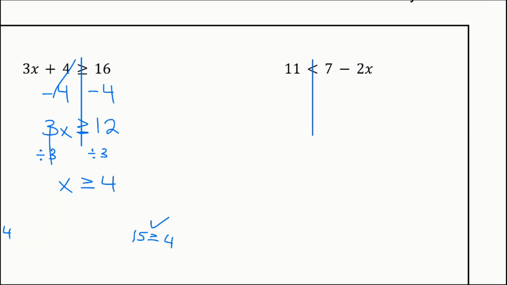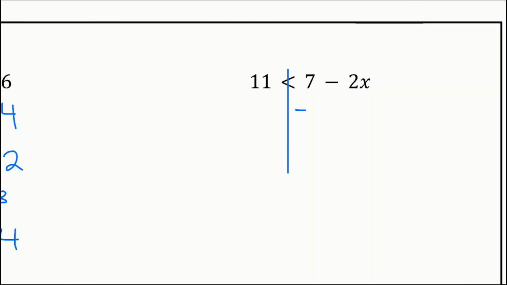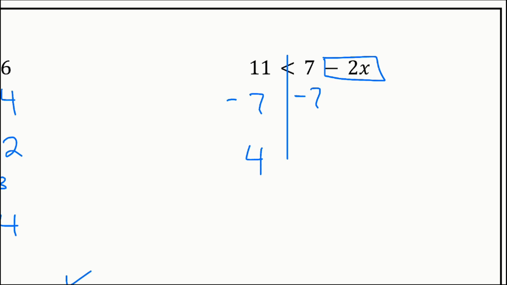First thing that we have to do on this is get our constants to one side. So I'm going to subtract 7. Now, this is a negative 2x. That's why I subtracted 7 instead of adding 7. That negative sign belongs to the 2. 11 minus 7 is 4. Less than. Those cancel. Negative 2x.